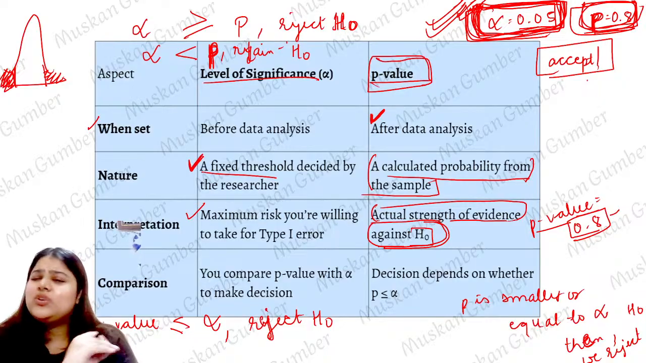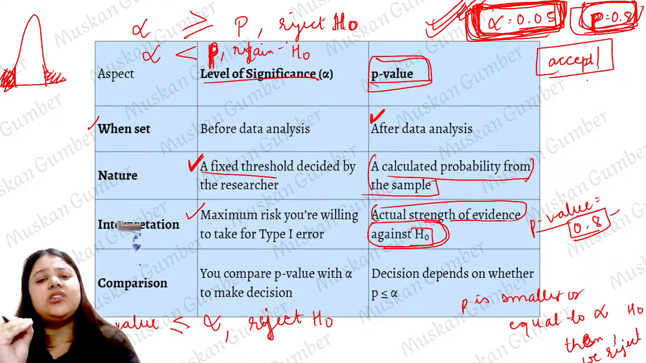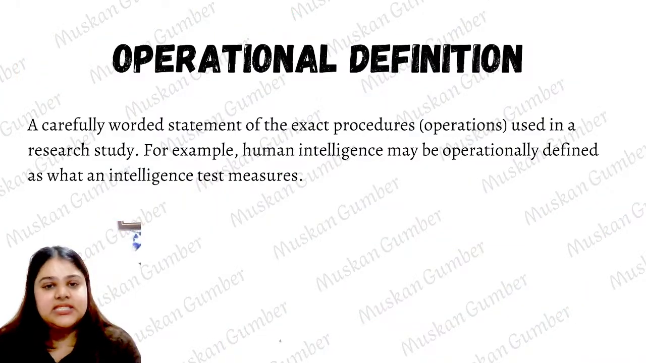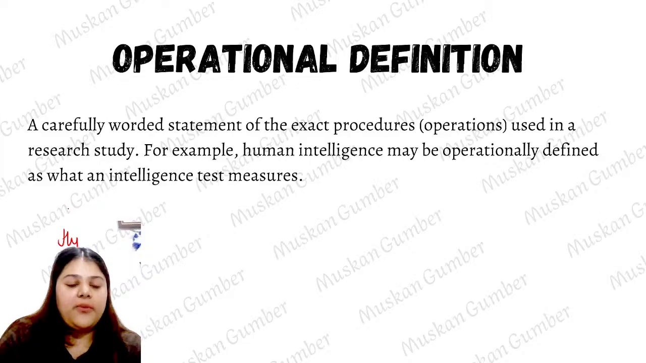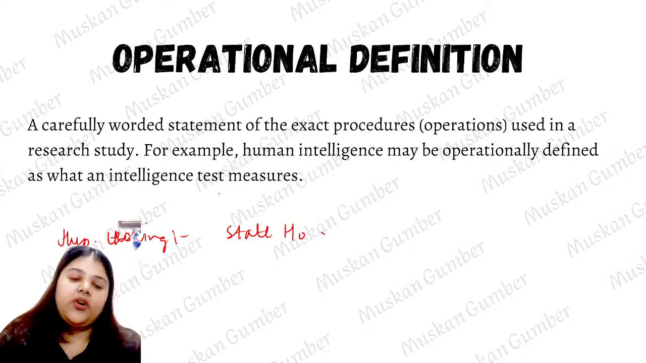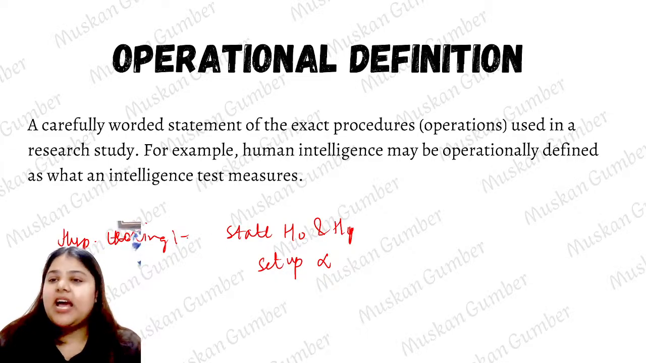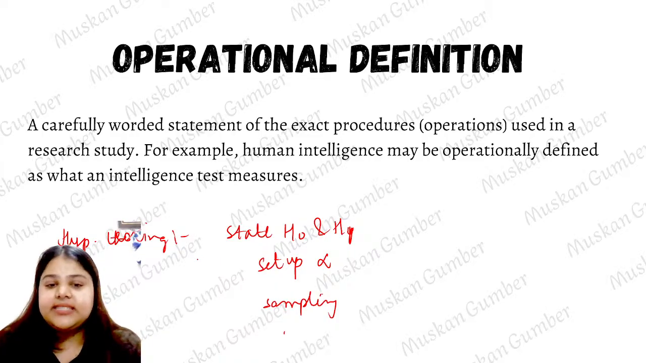Now we are moving towards the easiest part of research and stats. The difficult part is over for today. Okay? So what we have discussed so far, when we talk about hypothesis testing: first of all, I will state my null hypothesis and alternate hypothesis, then I will set up my alpha value. Then I will conduct sampling, collect the data, run the test, and analyze the test.